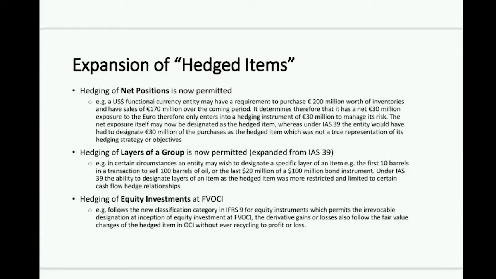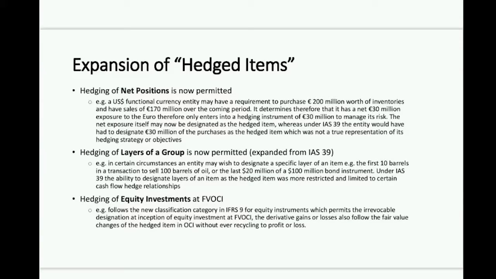So a company could decide that it's invested in, let's call them, shares in Apple, and it wishes to mitigate the possibility that those shares might drop in value and enters into a put option. It could now designate the put option as a hedging instrument against an equity instrument that is carried at fair value to other comprehensive income. And the effect of that is that the fair value of the hedging instrument, instead of going through profit or loss, will now also follow the fair value movement of the hedged item and be recognized in other comprehensive income.